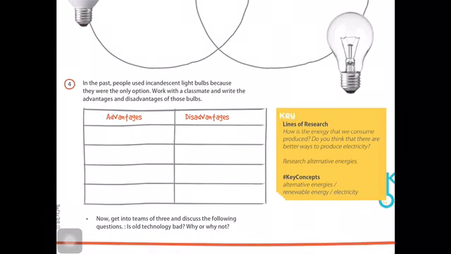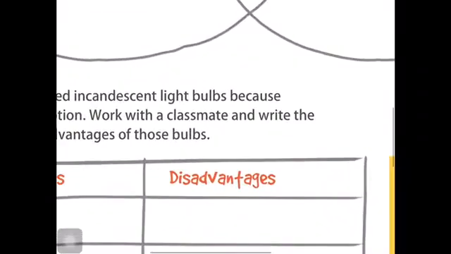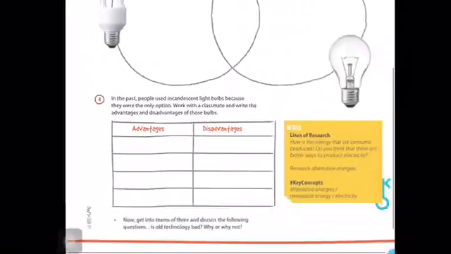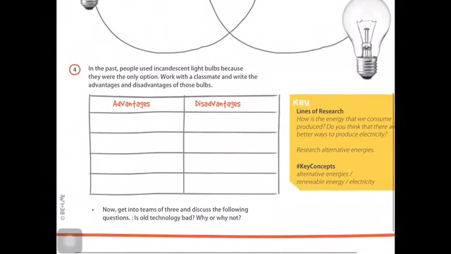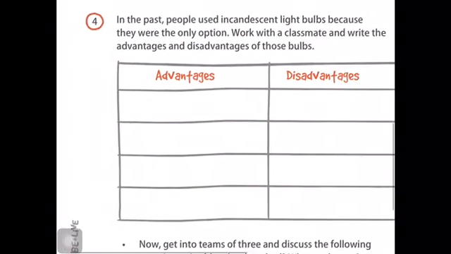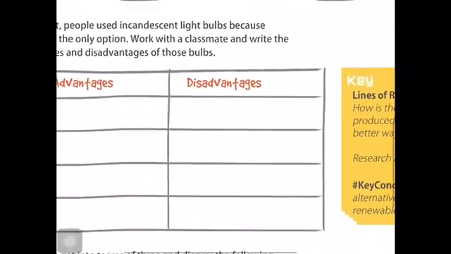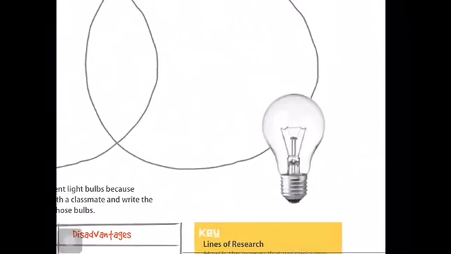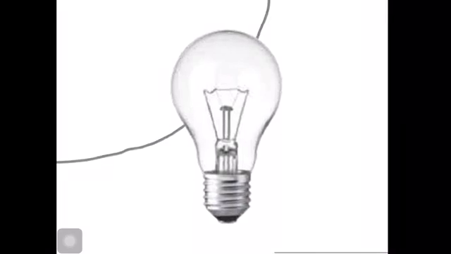Work with a classmate and write the advantages and disadvantages of those bulbs. If you can connect with a classmate, okay, connect it. If you cannot connect with a classmate, no problem. You just write advantages and disadvantages of what? Of these incandescent light bulbs.